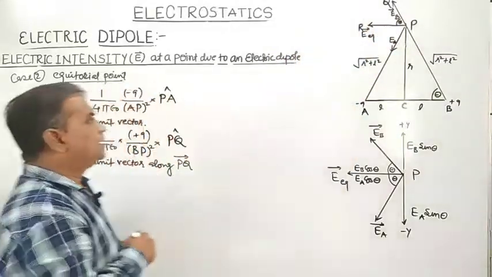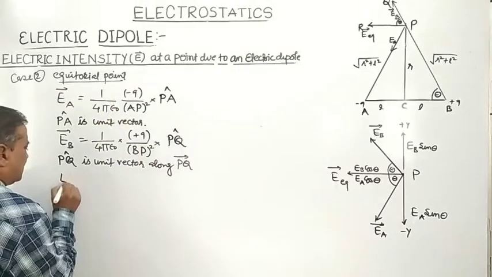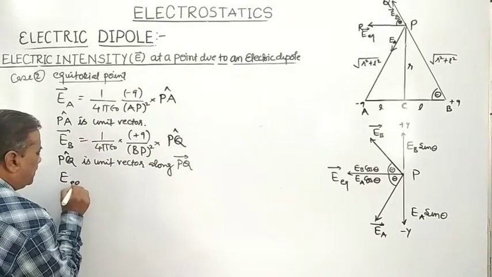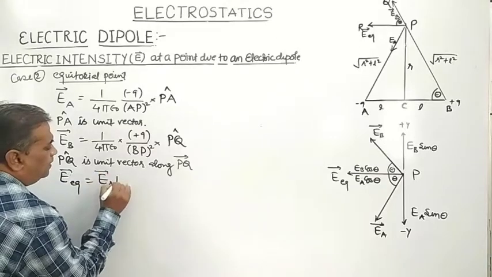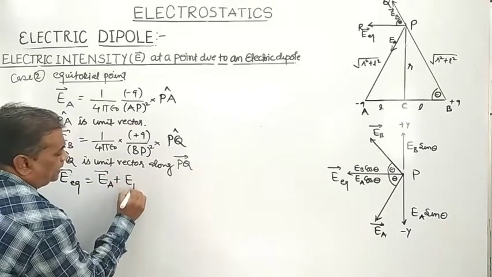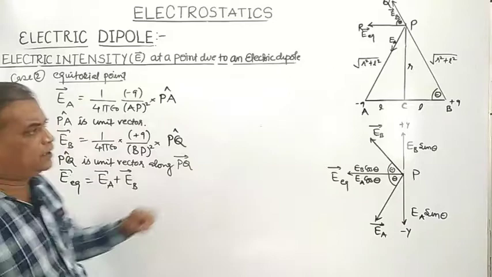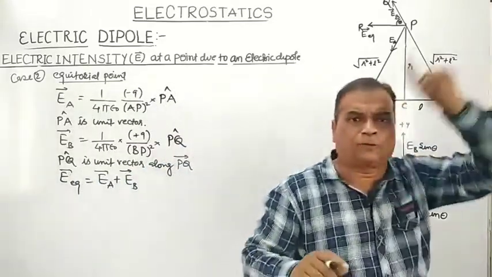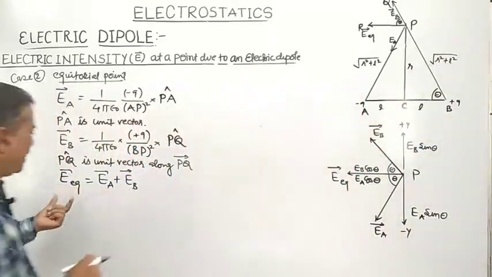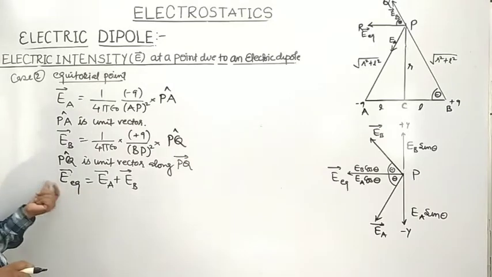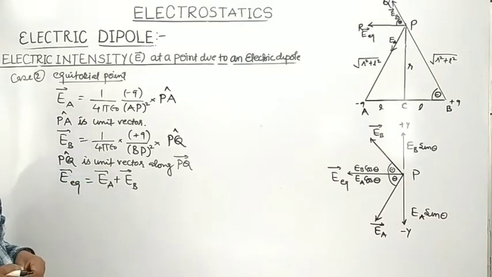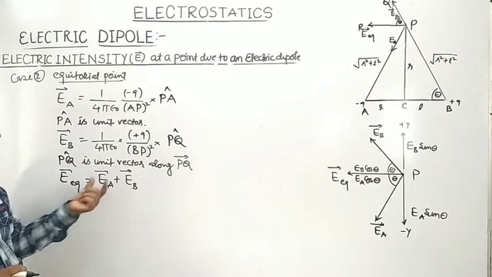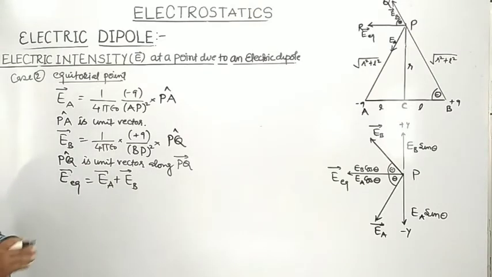And remember, the resultant electric intensity at an equatorial point P is actually the vector sum of intensity of electric field at point P due to charge minus Q and due to charge plus Q. Means here you can write that vector sum as E equatorial is equal to vector EA plus vector EB.